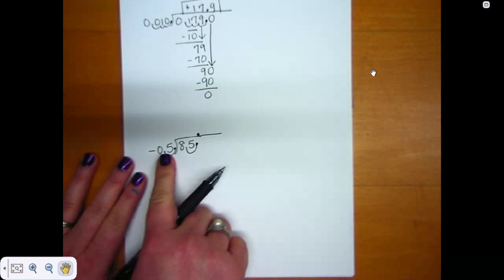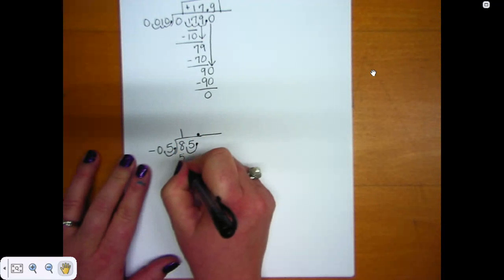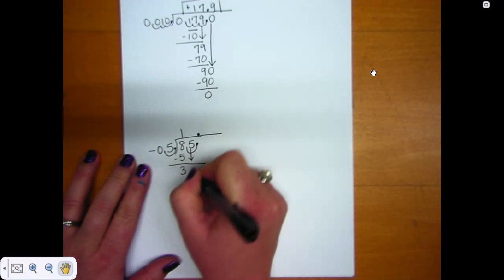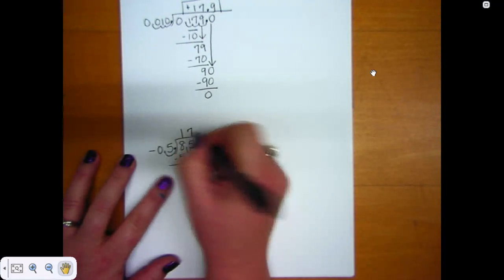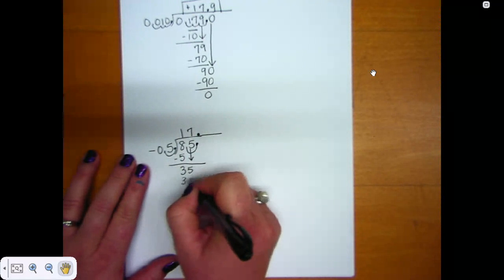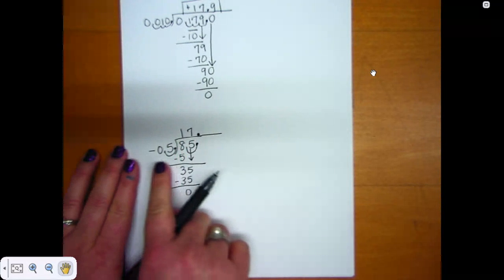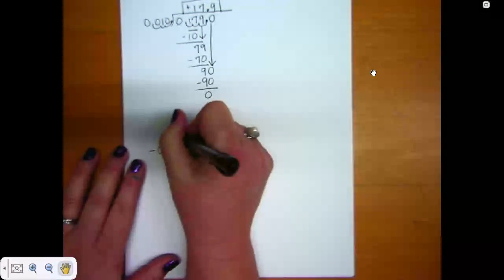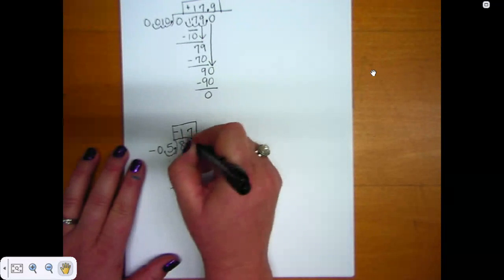5 will go into 8 1 time. 1 times 5 is 5. I subtract and I get 3. And I'm just going to bring this 5 straight down. 5 will go into 35 7 times. 7 times 5 is 35. And I subtract and I get 0. So my answer here is actually a whole number of 17. Now I need to go back and check my signs. I have a negative and a positive, so that means my answer will be negative 17. That's my answer.